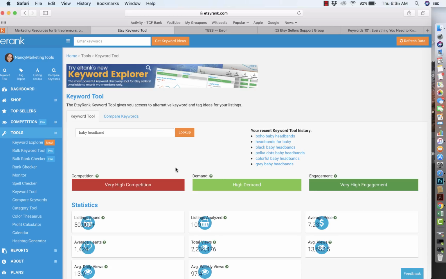That way, those emotional buyers that see stuff and they're like, oh, I have to get that, they'll buy from you. So just keep that in mind. The first thing you do is market research.